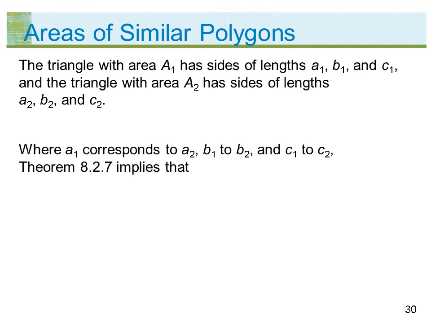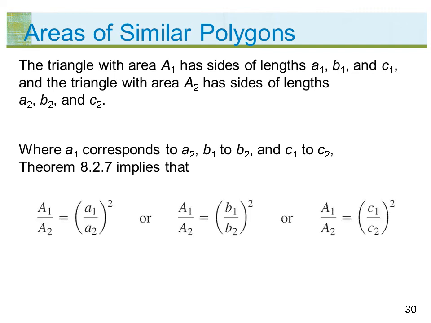Where a sub 1 corresponds to a sub 2, b sub 1 to b sub 2, and c sub 1 to c sub 2, Theorem 8.2.7 implies that capital A sub 1 divided by capital A sub 2 equals the quantity a sub 1 divided by a sub 2 squared, or capital A sub 1 divided by capital A sub 2 equals b sub 1 divided by b sub 2, the quantity squared, or capital A sub 1 divided by capital A sub 2 equals c sub 1 divided by c sub 2, the quantity squared.